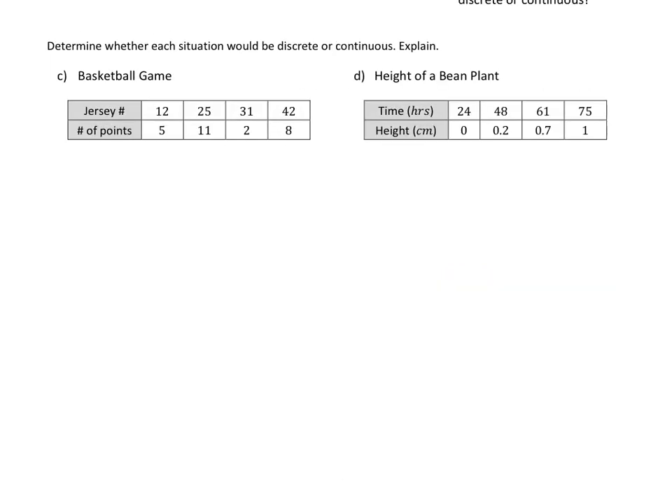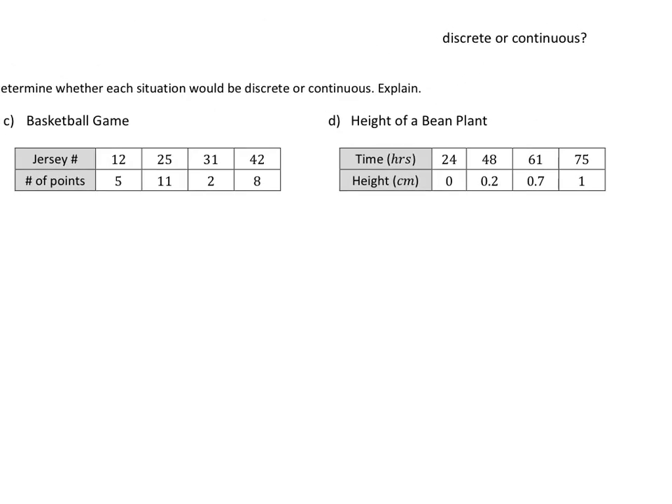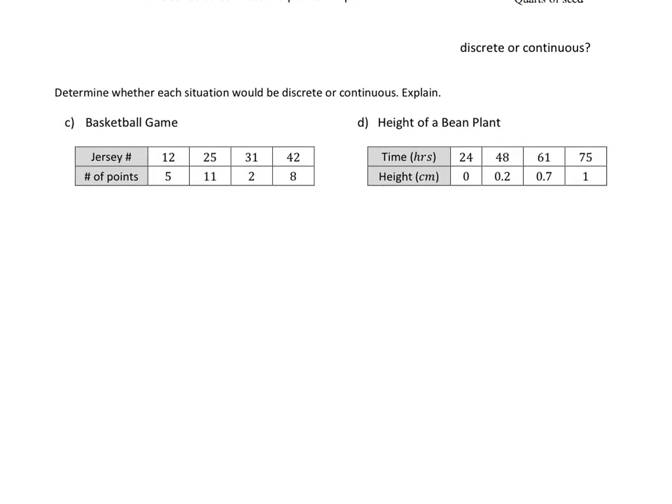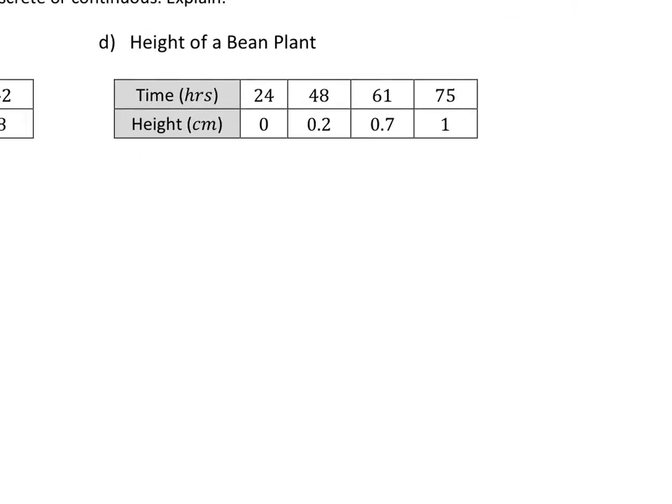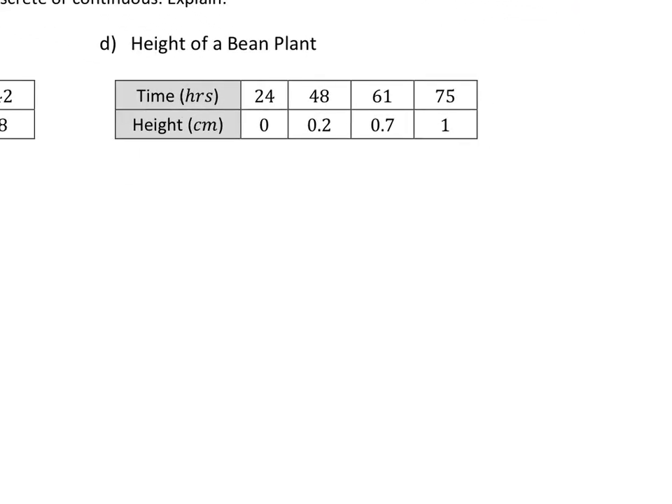I'm going to skip letter C. I want you to do that one on your own, but I want you to see letter D first. So letter D, height of a bean plant. The directions are: determine whether each situation would be discrete or continuous and explain. So we have a bean plant. The independent variable would be time in hours, and our dependent variable would be height. Also, the time would be the domain, and the height would be the range.